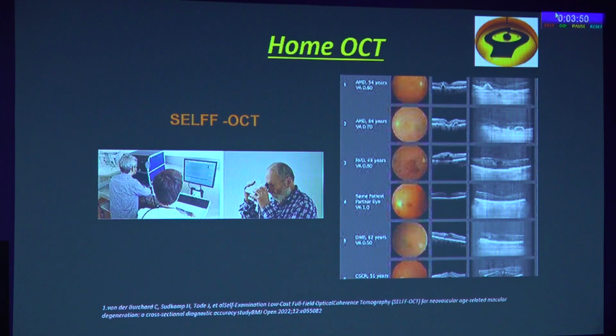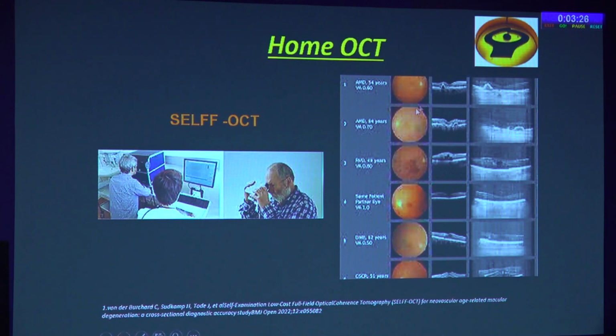And next is the home OCT. Because of the increasing demand for the increasing macular pathologies and the need for constant monitoring, something called the home OCT has been developed, in which the OCT can be given to the patient himself. They themselves can take the OCT with a short training, and the images are actually exported to the ophthalmologist or the trained person who will analyze the image.